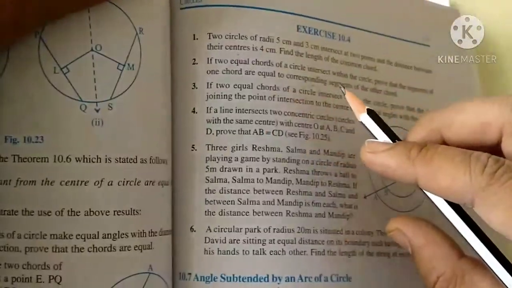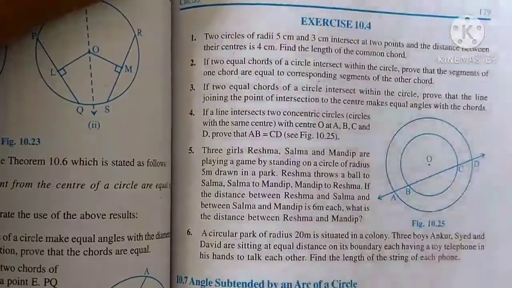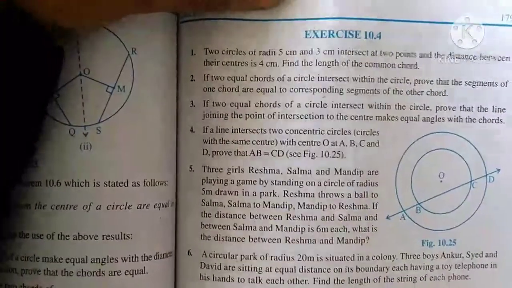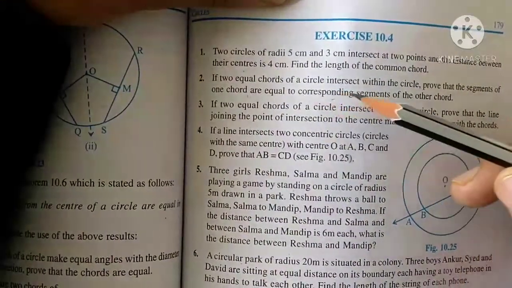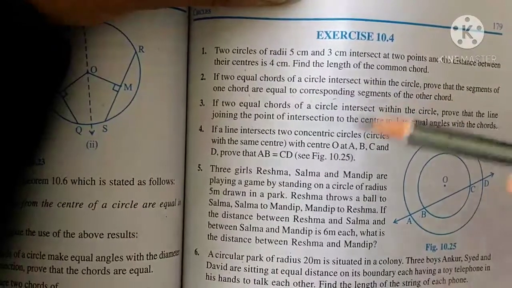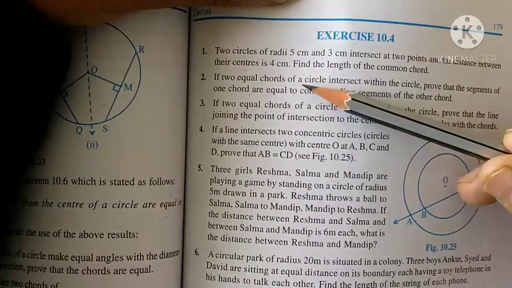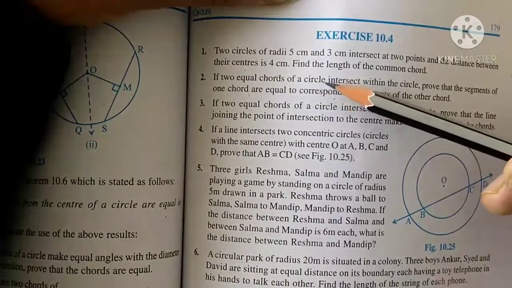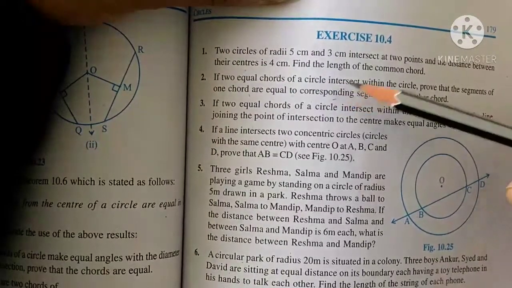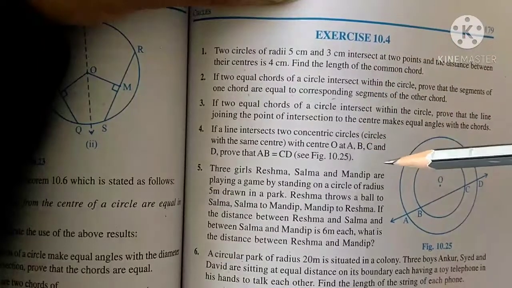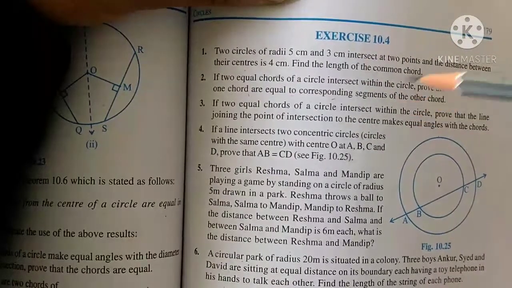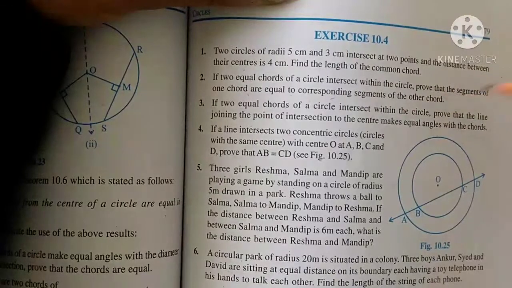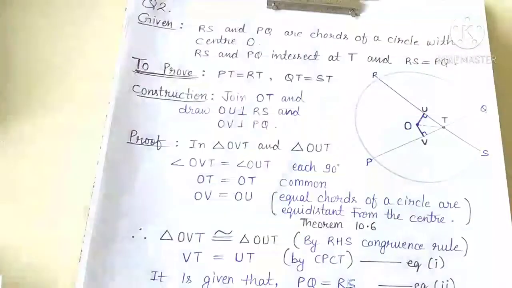If two equal chords of a circle intersect within the circle, prove that the segments of one chord are equal to the corresponding segments of the other chord. It means a circle is given in which two chords of equal length are intersecting within the circle, and we have to prove that the segments of one chord are equal to the corresponding segments of the other chord. So let's prove the question.